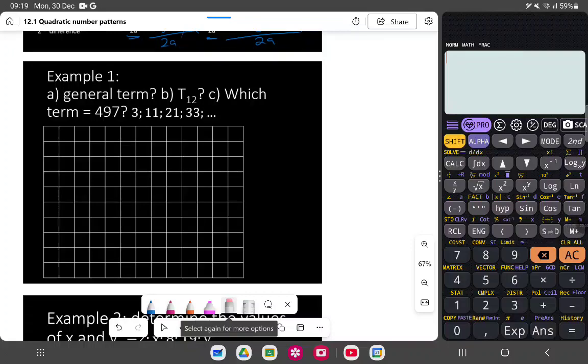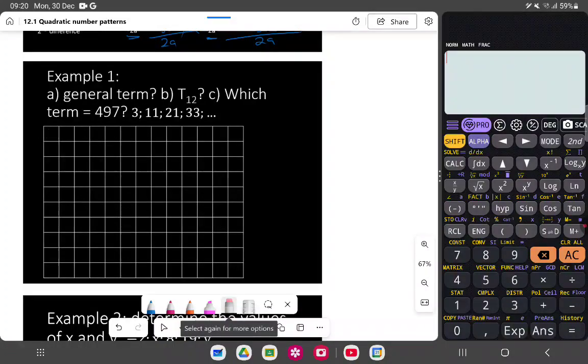Example number 1 is asking us to do 3 things. First, to calculate the general term, then to calculate the value of term 12, and then to give the term for which the value is equal to 793. So they give us a sequence. So our number pattern is 3, 11, 21, 33.